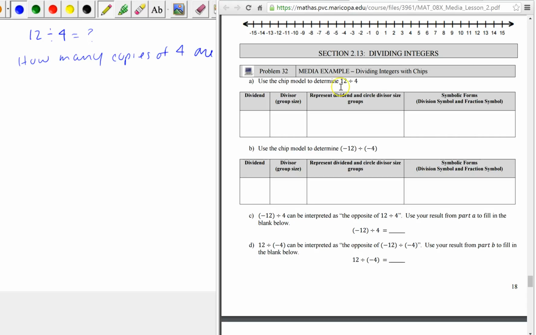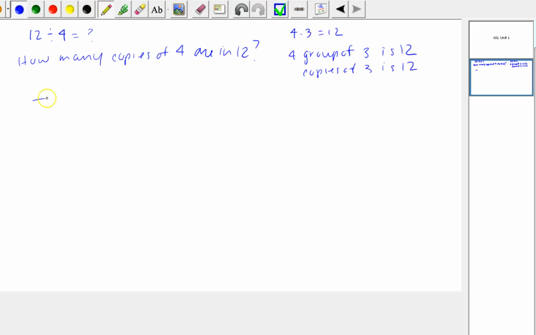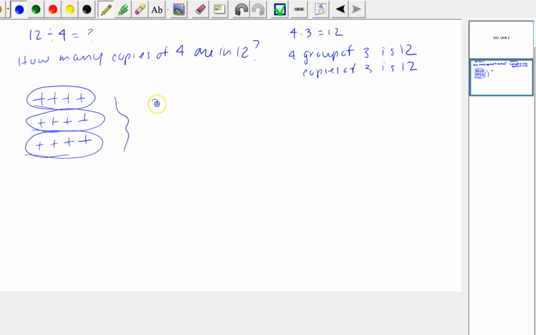So you start with your dividend, which is 12. So they could put down 12 positive chips, and they want to break it into groups or copies of size 4. I conveniently put them in groups of 4. Okay, and now the solution is the number of groups. So this is 3 groups or 3 copies. So there's 3 copies of 4 in 12.